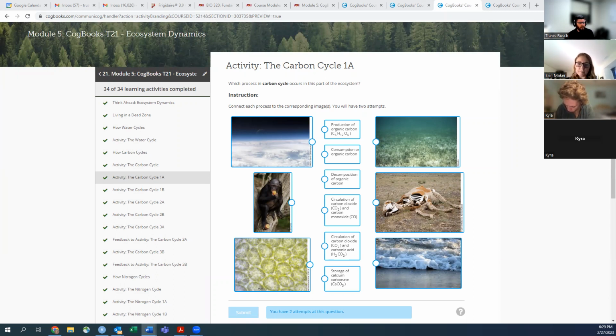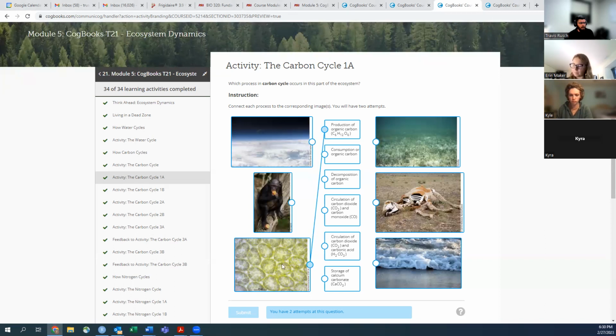All right, yeah, so why don't we go over this one and just talk about what each picture is and why the answers are what they are. So when it says production of organic carbon, see now here it gives you the example. This is glucose. Which one of these is talking about the production of organic carbon? The plants, the plant cells.